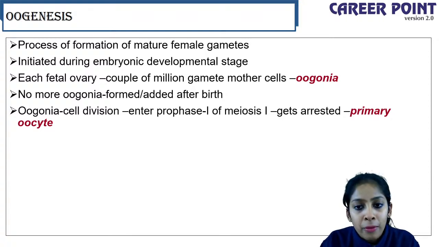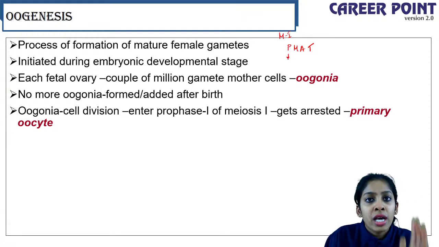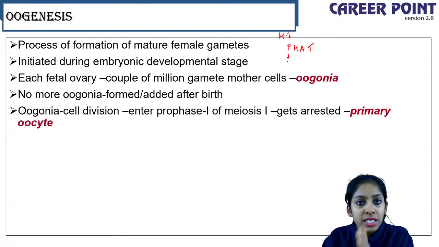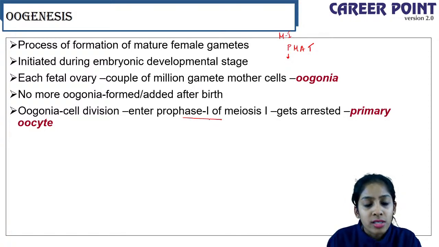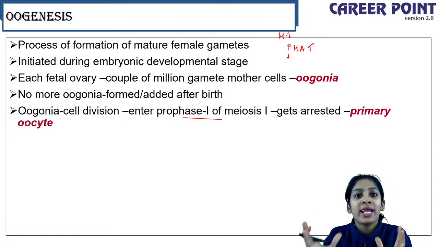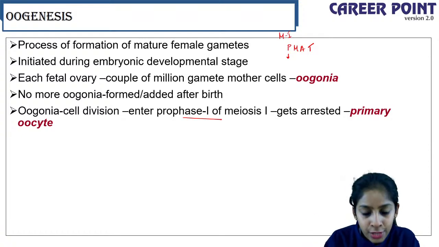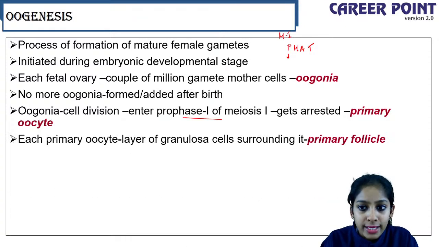But if you remember, meiosis 1 has your prophase, metaphase, anaphase and telophase. But in your meiosis 1, the prophase has 5 substages if you remember, right? So leptotene, zygotene, pachytene, diplotene and diakinesis. But this oogonia gets arrested in the prophase 1 of meiosis. It is not able to complete the prophase 1 of meiosis. So it gets arrested at that particular stage. Now it is given a name, that is called the primary oocyte.